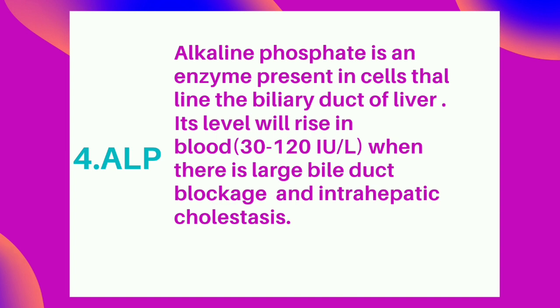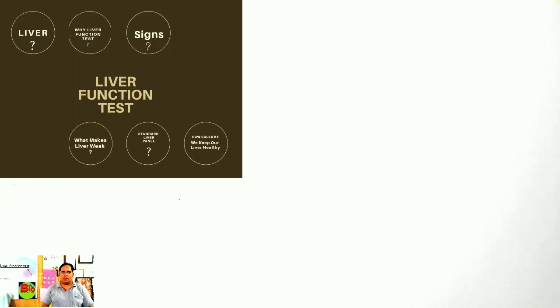Fourth is ALP. Alkaline phosphatase is an enzyme present in cells that line the biliary duct of the liver. Its level will rise in blood when there is large bile duct blockage and intrahepatic cholestasis, and its normal range is 30 to 120 IU per L, international unit per liter.